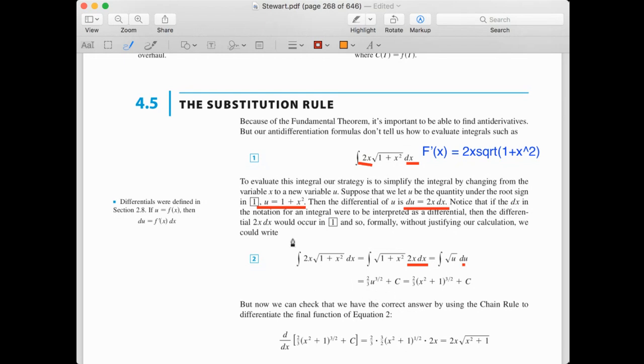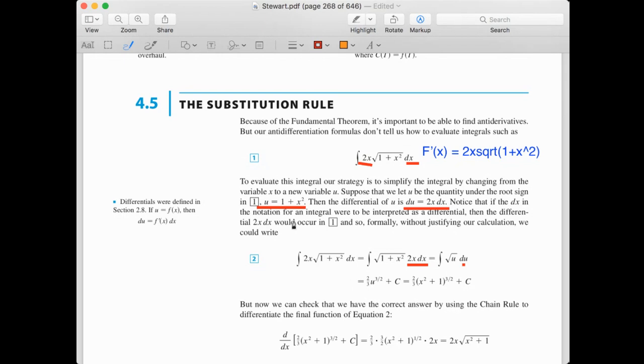Then plus c, because it's an indefinite integral. So we add a constant term to it. Then we rewrite: 2/3 times u, rewritten as x squared plus 1, raised to the 3/2, plus c. So that's how to use u substitution.